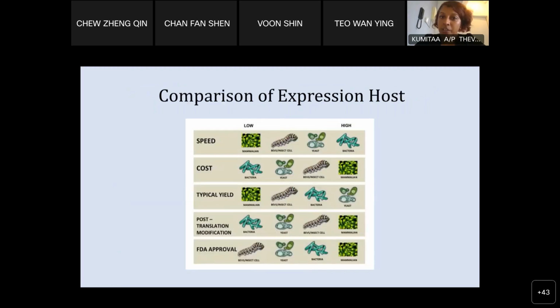Very brief summary again of the comparison of expression hosts from low to high. If you are looking at speed, highest is definitely bacteria. If you're looking at cost, lowest is definitely bacteria. If you are looking at yield, yeast is actually one of the best. For PTM, mammalian is the best. And for FDA approved, insect cells is the lowest.